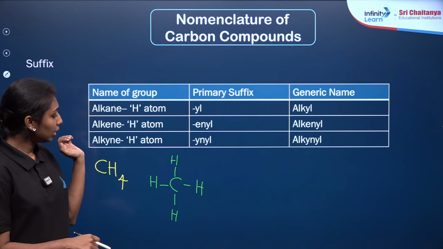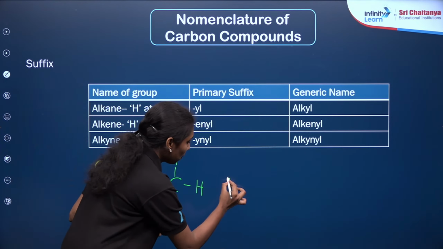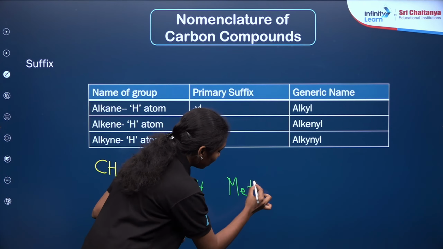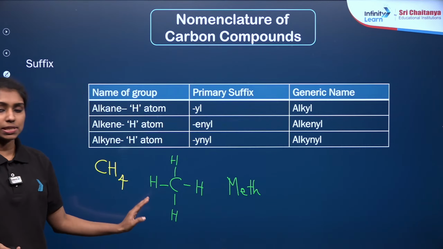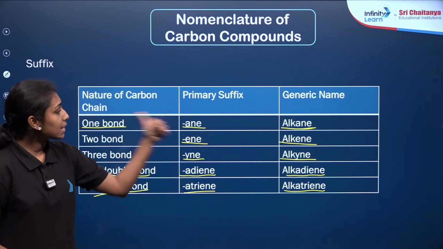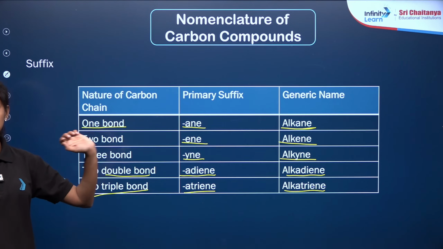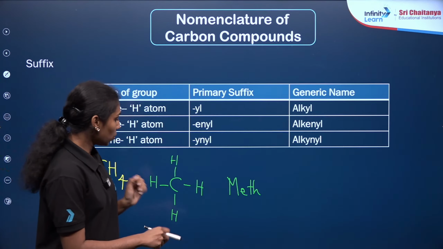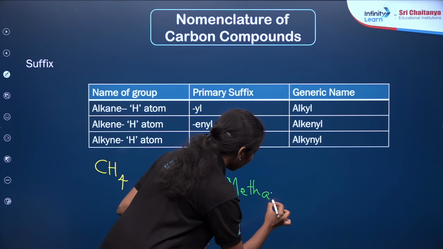So what do I need to do here? The root word will be meth only. Then what will be the suffix? Only single bonds are present. So what will be the primary suffix here? A-N-E, right? So it will be methane.